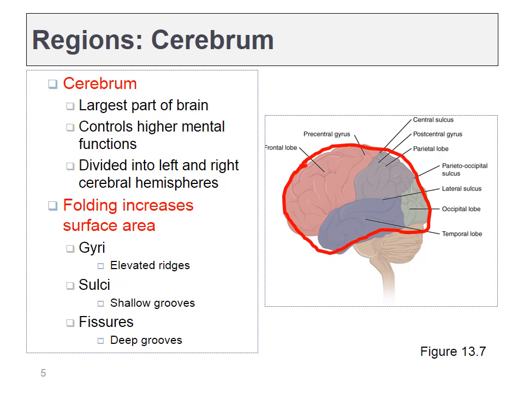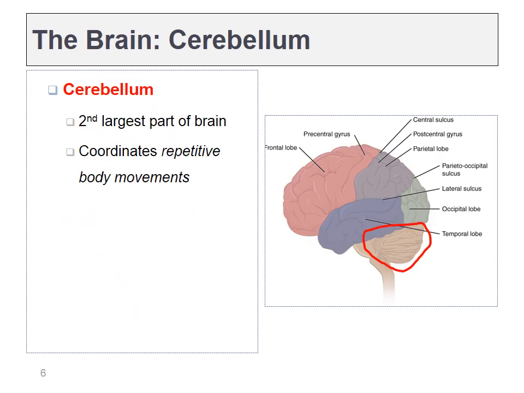Each bump is called a gyrus. Each little dip in between the bumps is called a sulcus, and there are some really large gaps called fissures. The cerebellum is also wrinkly and fairly large.